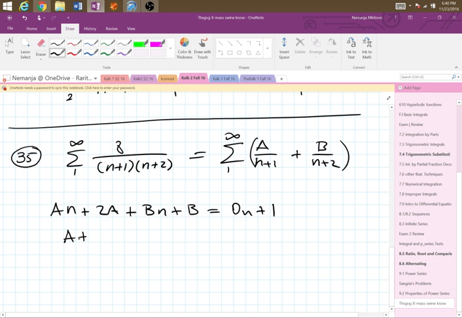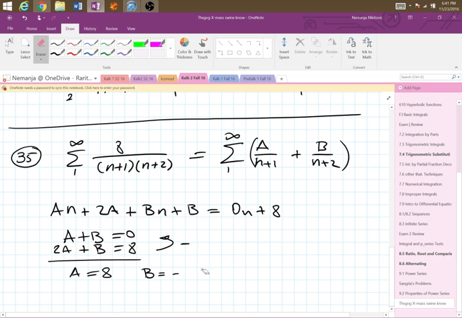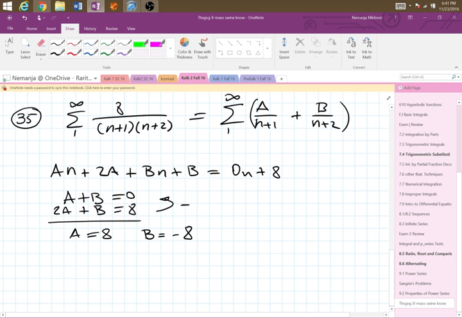So a plus b is 0, and 2a plus b is not 1, it's 8. It's 8. So I will subtract these two equations. 2a minus a is a, the b's are gone, so a is equal to 8, and b is equal to negative 8.